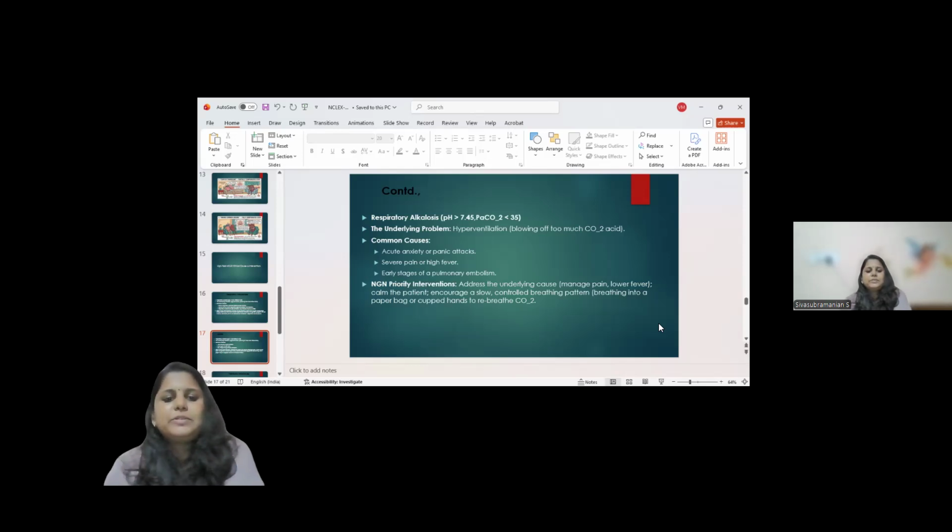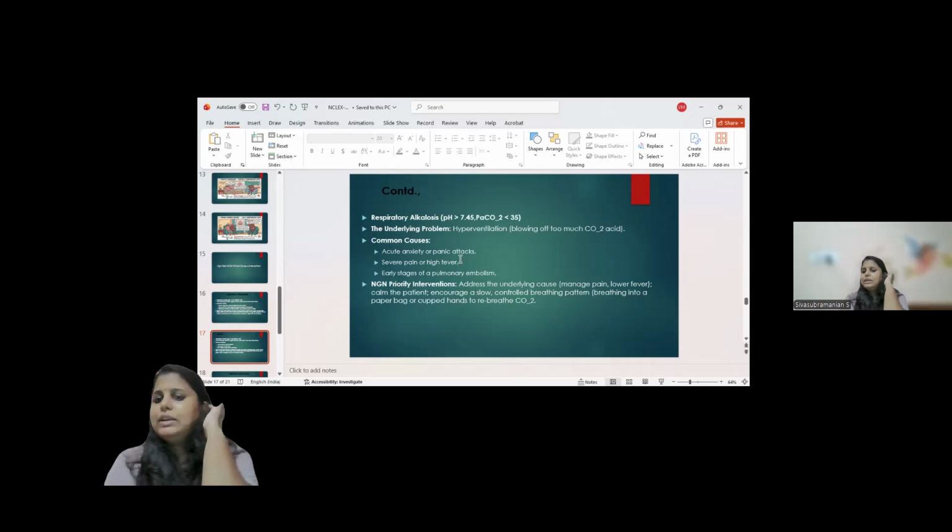Okay. Next, respiratory alkalosis. Respiratory alkalosis means the pH is more than 7.45, but the PaCO2 is less than 35. The underlying problem is hyperventilation. Here, the lungs are blowing off too much CO2, the acid. It is mainly due to acute anxiety, panic attacks, severe pain, or high fever. Early-stage pulmonary embolism can also cause respiratory alkalosis.